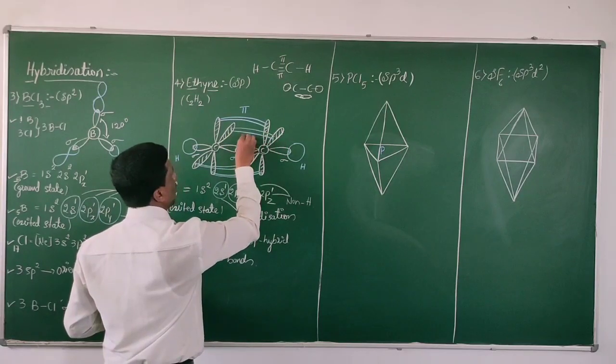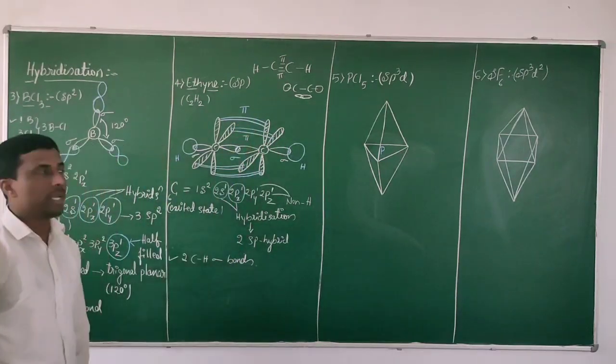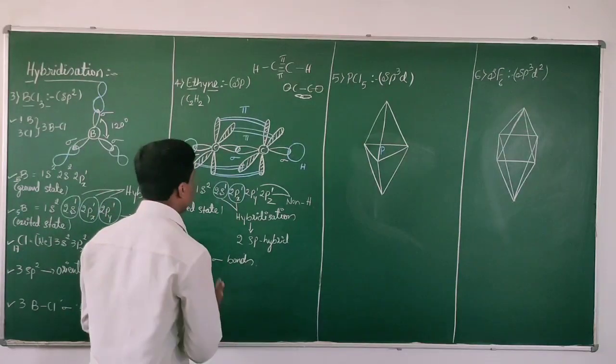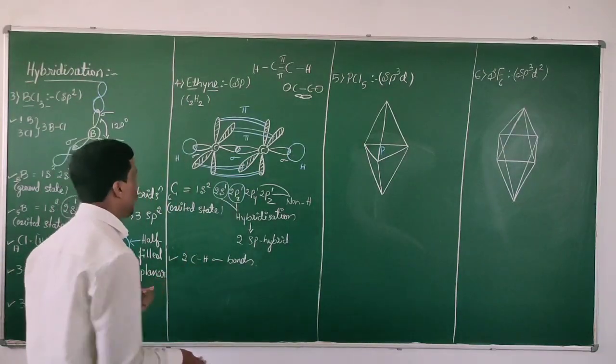Okay, this is pi bond. The two pi bonds have formed there. This is what. And one more thing I want to explain to you.